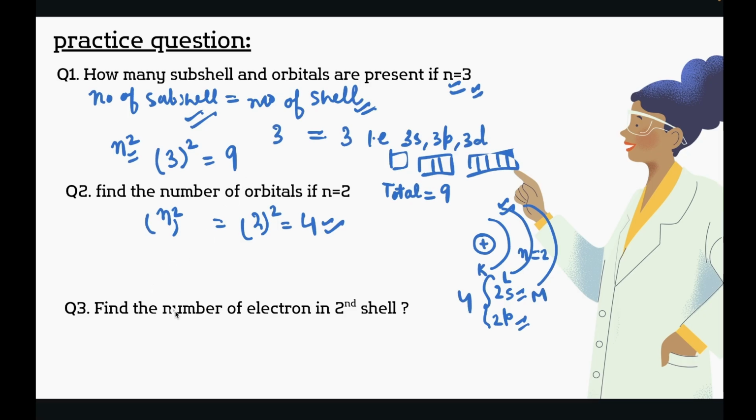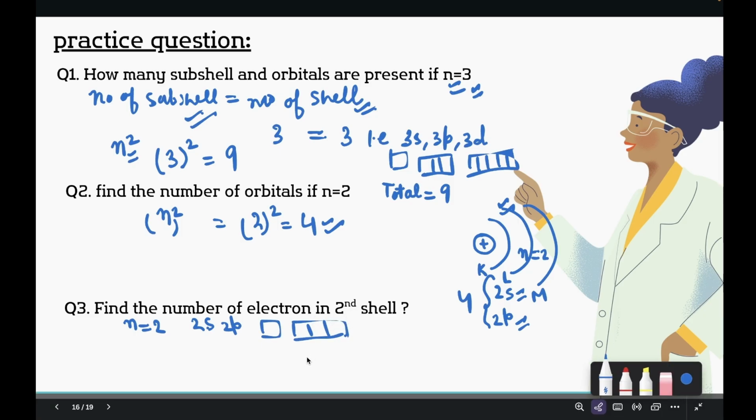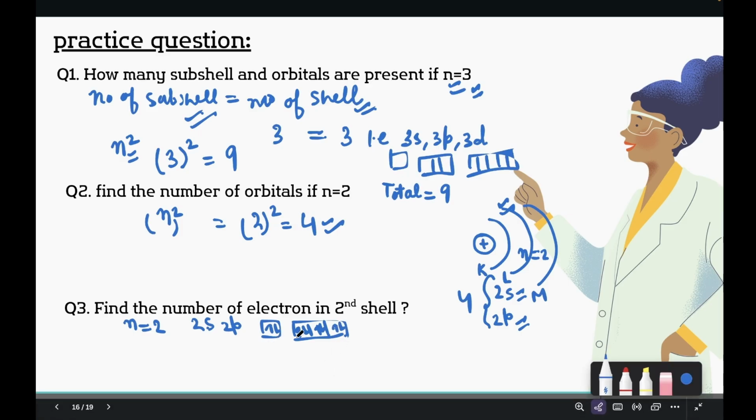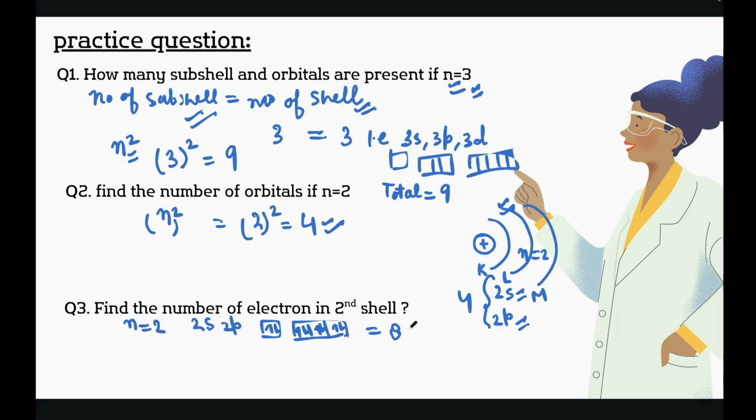Third question is, find the number of electrons in the second shell. So how do we calculate the total number of electrons? If n is equal to 2, that means the subshells will be 2s and 2p. As we know, s has 1 orbital and p has 3 orbitals, and each orbital can hold only 2 electrons. So there are 2 electrons in the s orbital and 2 electrons in each of px, py and pz. So the total number of electrons will be 8.